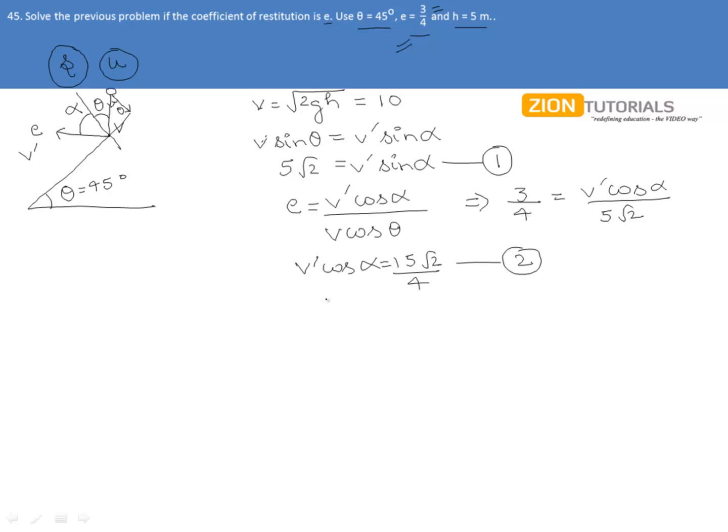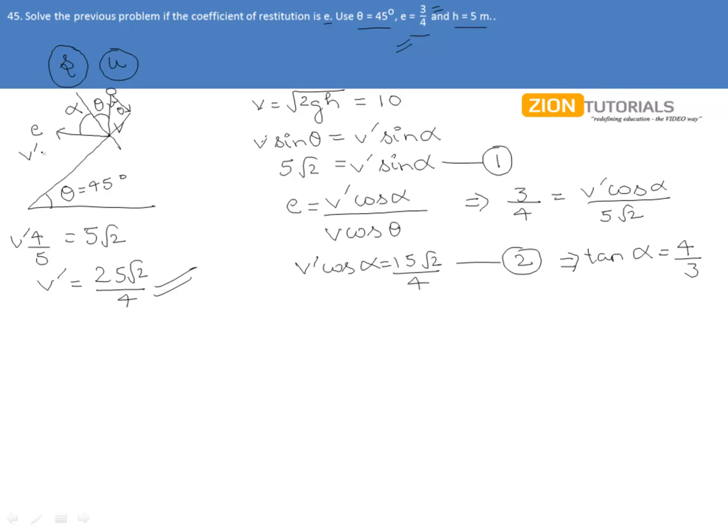Dividing equation 1 by 2 we get the value of tan alpha, that comes out to be 4/3. Now we have found out the angle. Now we can work to get the velocity V dash. So V dash into sine alpha, which is 4/5, equals 5√2 from equation number 1. So we get V dash to be 25√2/4. So this was actually the role of coefficient of restitution, to give us the value of V dash.